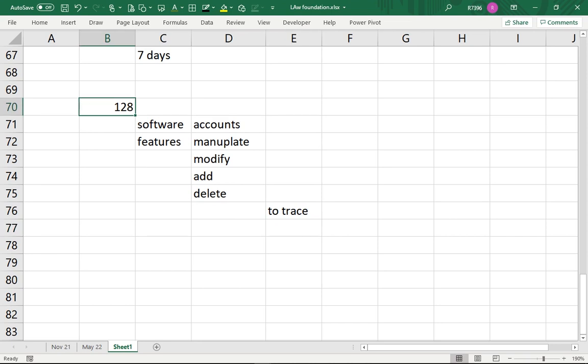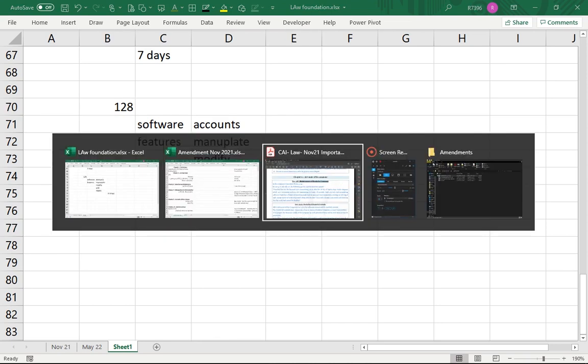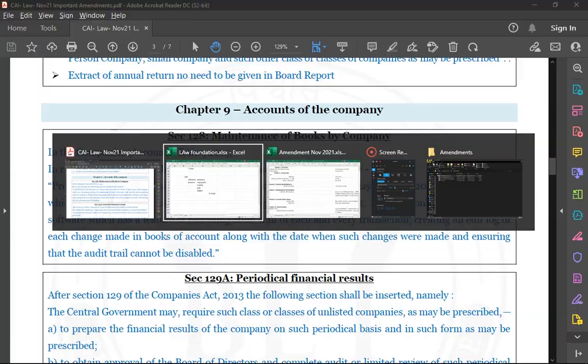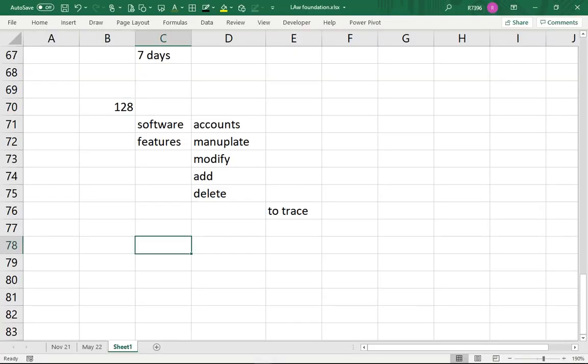Now section 128, in this rule, as you can see over here, the Companies (Accounts) Rules 2014, rule 3, in that sub rule 1, a new paragraph has been inserted. They have said now that if a company is using software, the company can use only that software which must contain the traces. Look, the traces here are referred to in the name of audit trail. The word they have used in the paragraph is audit trail. Now what is audit trail? We know very well, right?